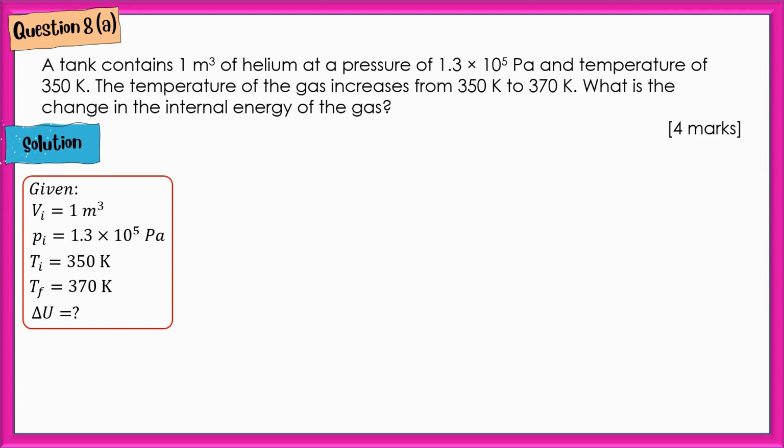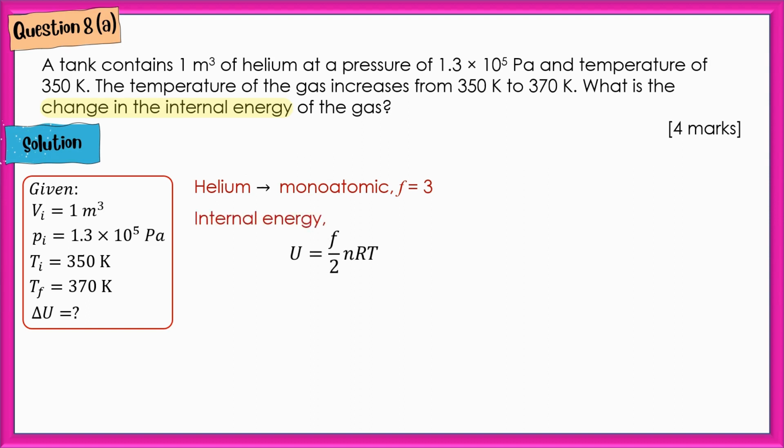Okay, firstly, we know the given gas is helium gas. So, helium is a monoatomic gas. The degree of freedom is equal to 3. This is because the internal energy depends on the degree of freedom. But referring to the question, you need to calculate the change in the internal energy.